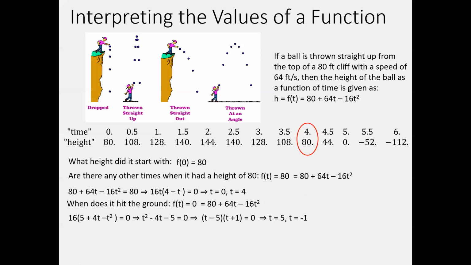Does that have any meaning? Well, in terms of the problem, not really, because 1 second before the ball was thrown up, I don't know, I guess it was in the person's hand. So maybe the value should be 80. It was sitting there on the top of the cliff. But could it be interpreted some other way?